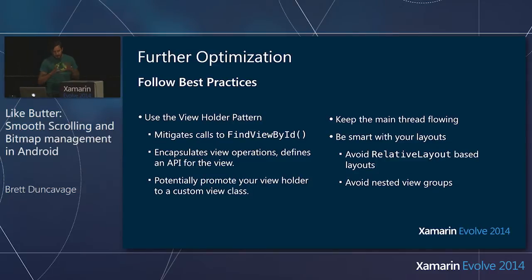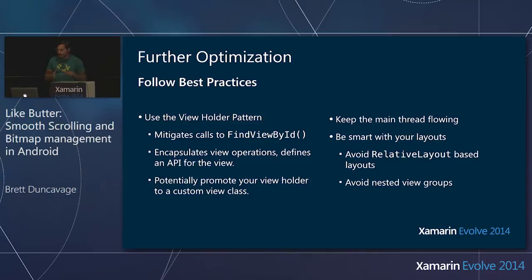So, all right, the next thing, further optimization. This is like the best practices. The view holder pattern. I don't know if you guys learned that in the training, but it mitigates the calls to find view by ID, which can be fast, but depending on the complexity of your view hierarchy, if you have a lot of nested view groups, which you shouldn't, and you're calling find view by ID on the root view, it's going to have to traverse the entire hierarchy to find that view, and it can be slow. So you just shouldn't do it in GetView. You're probably going to have to do it once when you create the instance of the view, but after that, you shouldn't do it again.